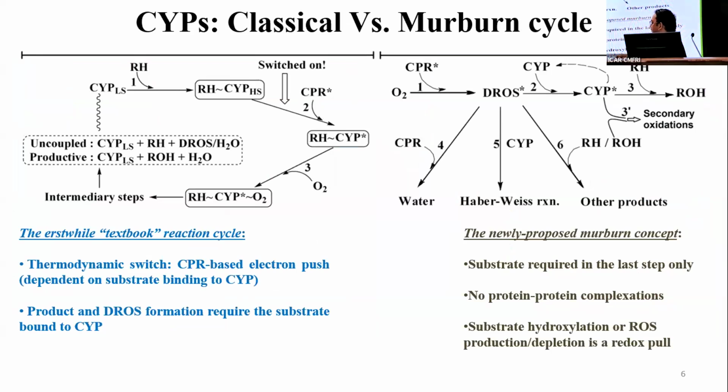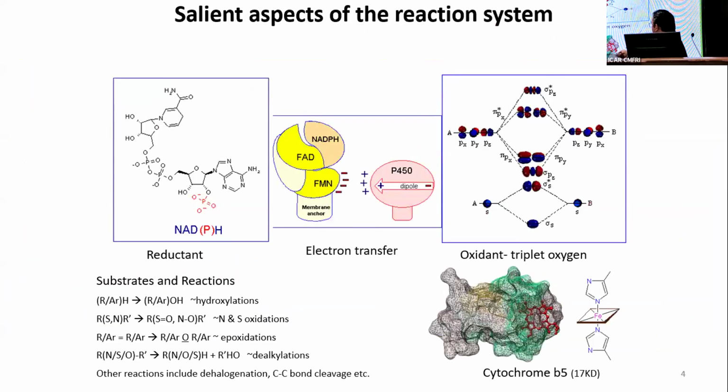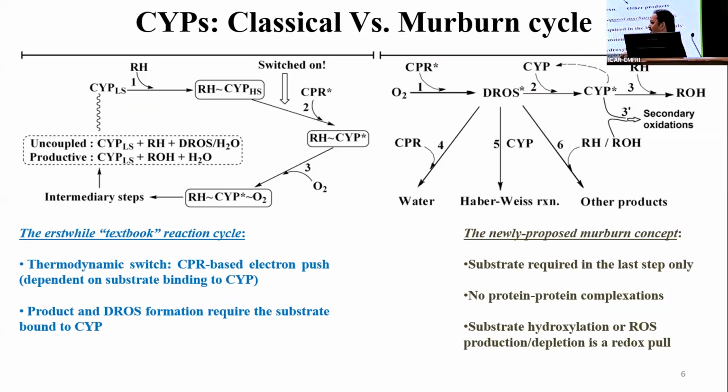And here, we will not call it the classical mechanism. We'll call it the erstwhile hypothesis, because we have very clearly refuted it, and you probably see it in your textbooks. This is dependent on the substrate binding to cytochrome P450, which is not the case in the Murburn concept. And this mechanism requires not just the binding of the substrate to the P450, it also requires the binding of P450 itself to cytochrome P450 reductase, the CPR enzyme, like what we have seen here. This binding is required in the erstwhile hypothesis, whereas it's not really required in the Murburn concept.